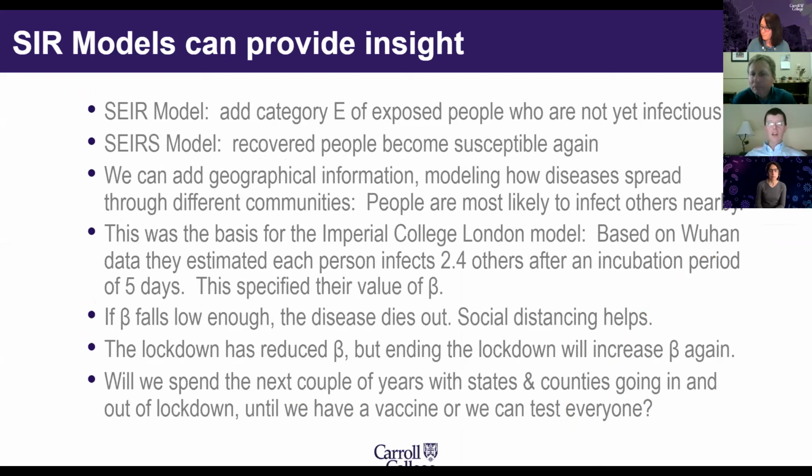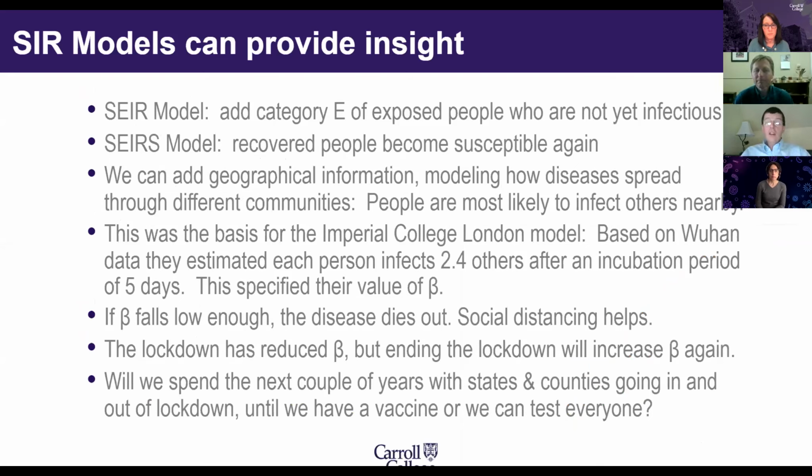That's something that's been done very effectively. Sometimes when people are recovered, after a while the immunity wears off and we have to put them back into the susceptible category again. These are the sorts of things that epidemiologists and mathematicians do to try to understand and make sense out of it.